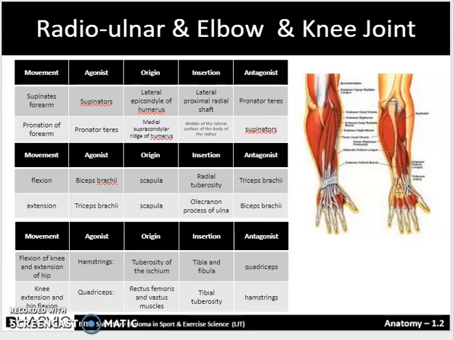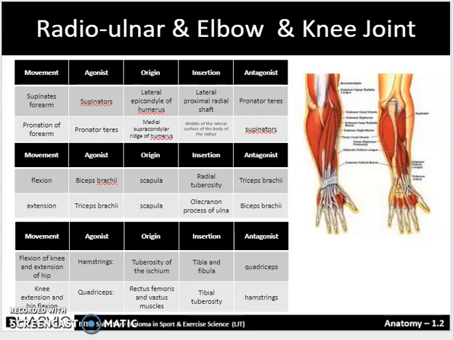Now we move on to the elbow joint, and the elbow only allows flexion and extension. As the elbow flexes, the agonist is the biceps brachii, and the origin is the scapula. The antagonist, however, is the triceps brachii. As we know, the muscles work in pairs, and they are usually opposite each other. Its insertion is the radial tuberosity.